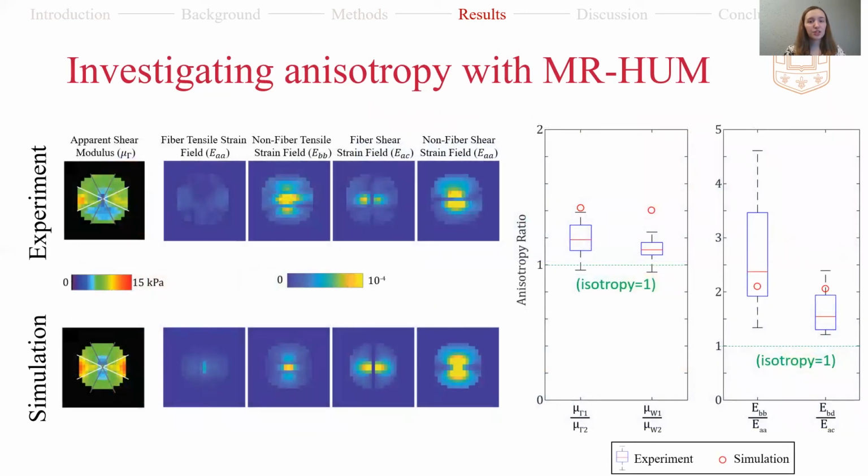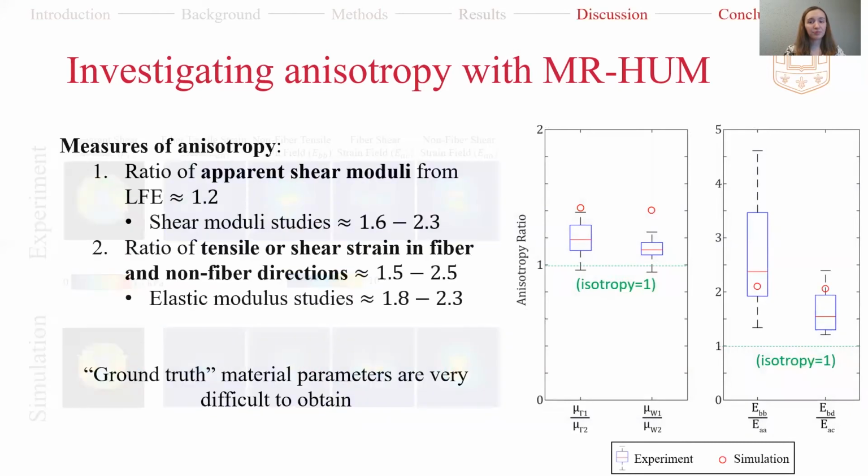Two ratios were used to quantify the effects of anisotropy. The first was the ratio of apparent shear moduli from LFE parallel and perpendicular to the fibers. The second was the ratio of strains along the fiber and non-fiber directions. All samples showed various degrees of anisotropy. Corresponding anisotropy ratios from the simulation are shown with red circles. The dashed green line shows the value expected for an isotropic sample.